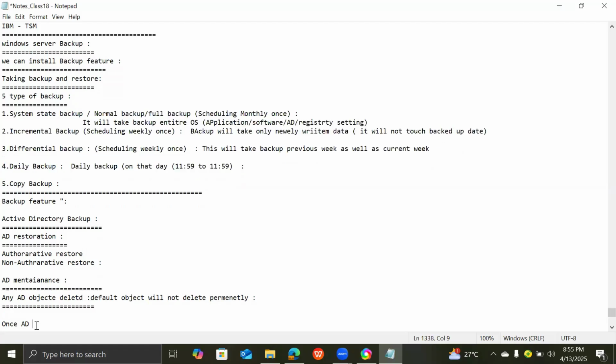Once an Active Directory object is deleted, object means what? Users, computers, OUs, groups, whatever Active Directory object you deleted, the deleted object moves to the tombstone. Okay, remember, this might be asked in an interview. The interviewer would ask how the Active Directory maintenance process starts.